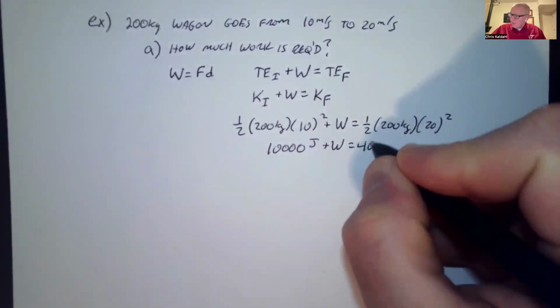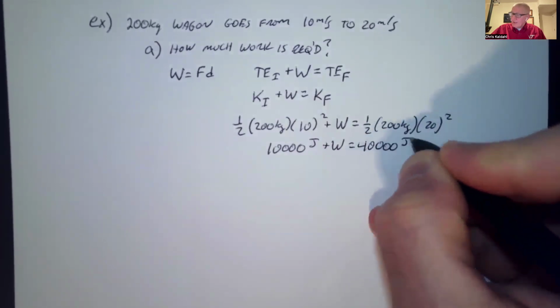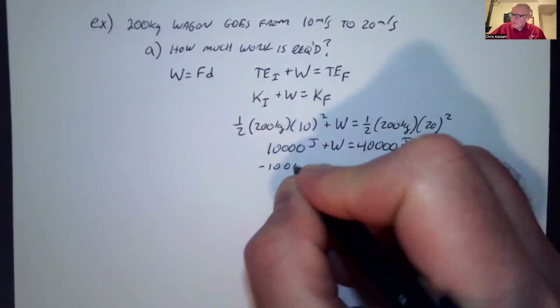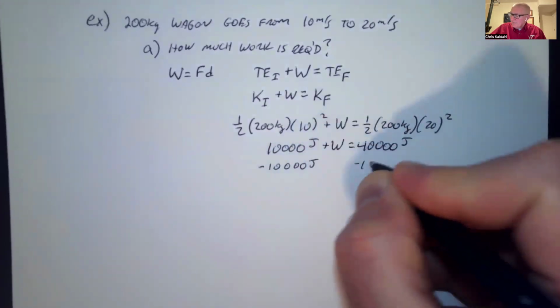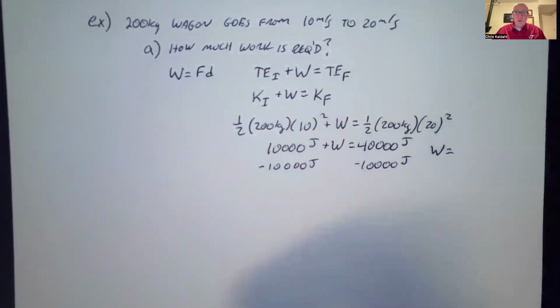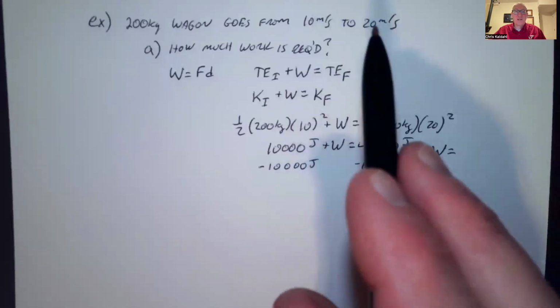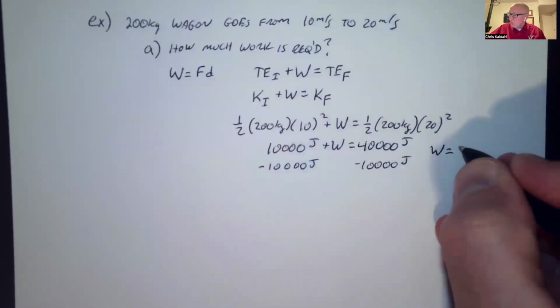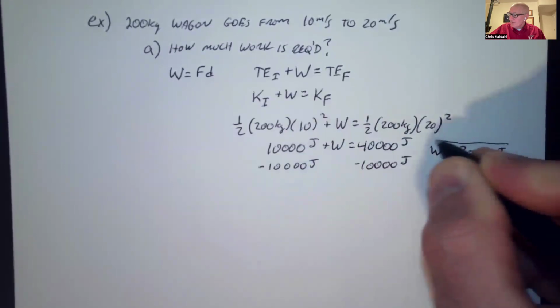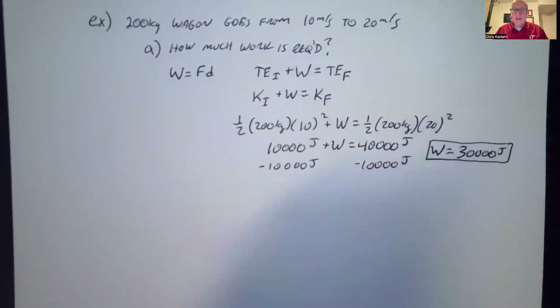And so now, to solve for work, subtract the 10,000 joules from each side. And we know that the amount of work done in order to increase the speed of this wagon from 10 meters per second to 20 meters per second would require 30,000 joules of energy in order to get this thing to change speed by that amount.